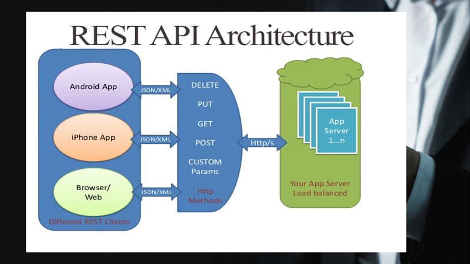A typical architecture looks like this, where from an Android, iPhone or browser, you make a JSON or XML body and call the REST API using any of the HTTP verbs, and your application server responds with the corresponding text or file or images or JSON or XML.